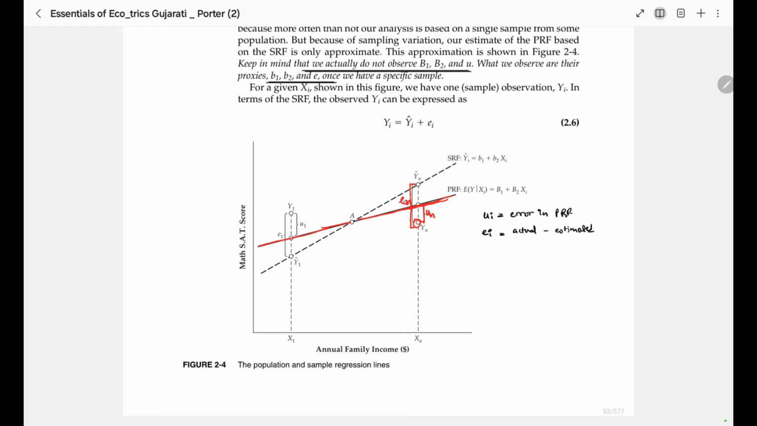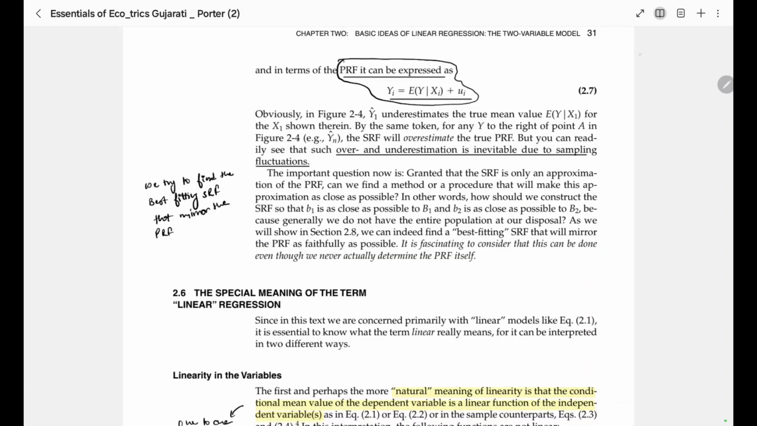Okay, en, the actual value minus the estimated value. This is the actual value minus the estimated value. You can say it also here that this is the actual value and this is the estimated value, and the difference here is your residual, and here it is the error term with the population. So now our population regression function can be expressed like this.